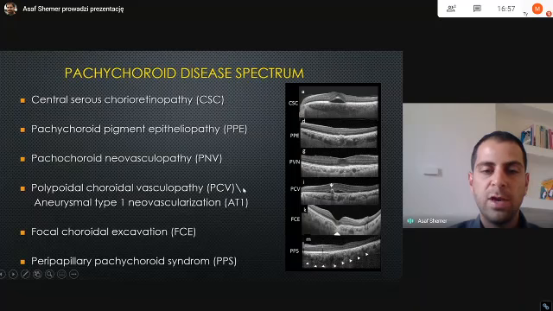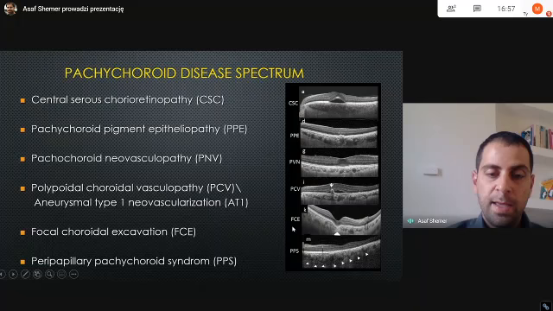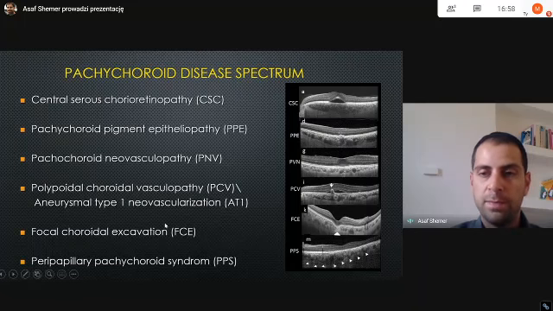Next, the pachychoroid neovasculopathy is described by this double layer sign between the Bruch and the RPE. Then the polypoidal choroidal vasculopathy or aneurysmal type 1. It is characterized by irregular PED elevation, or actually aneurysm, as we can see in this image. And even more uncommon are the two last subsets of diseases, which are the focal choroidal excavation and the peripapillary pachychoroid syndrome, which will be presented later on in this session by my colleague.